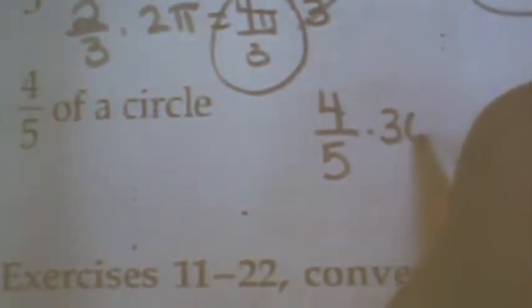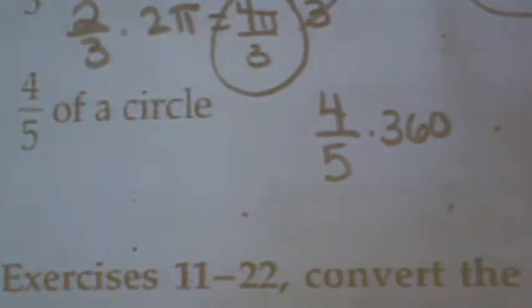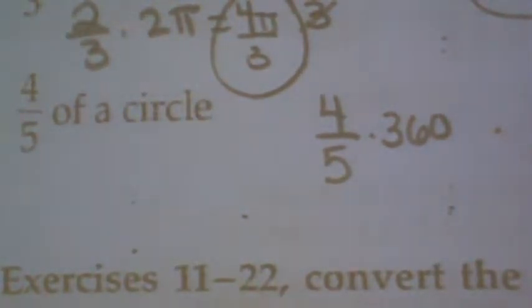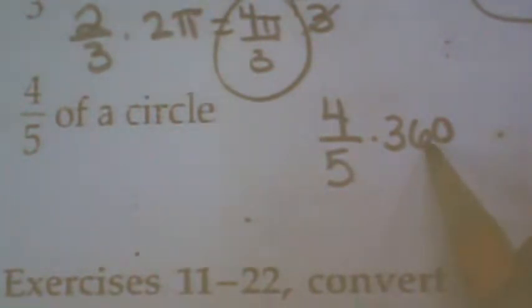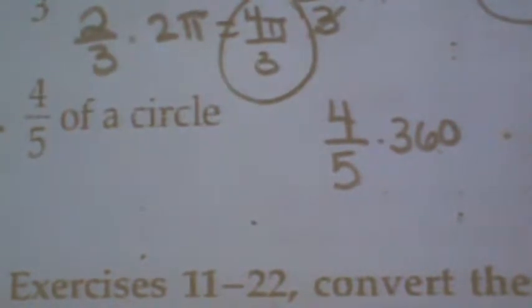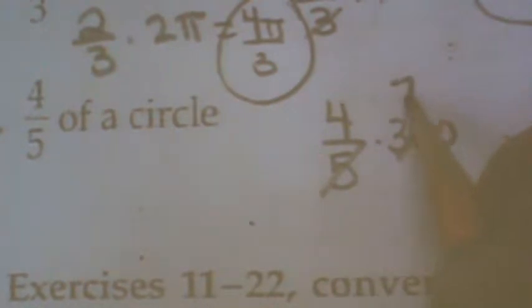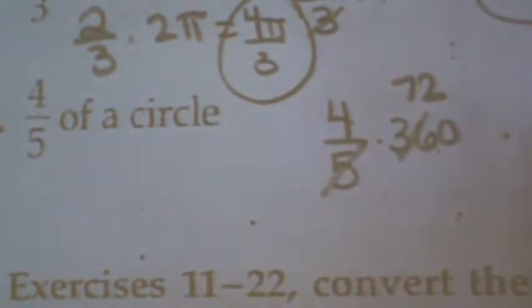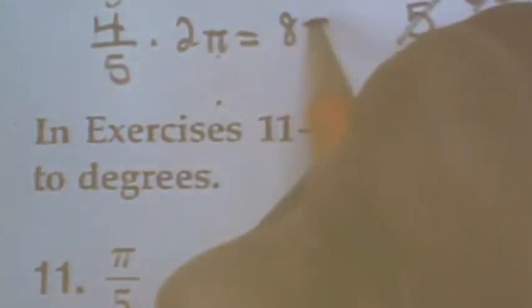Next, 4/5 of a circle. 4/5 times 360. 288. 5 goes into 36 7 times, 35, so 72, right? So 288. Did I do that right in my head? Yeah, 288. And how about 4/5 of 2 pi? 8 pi over 5.